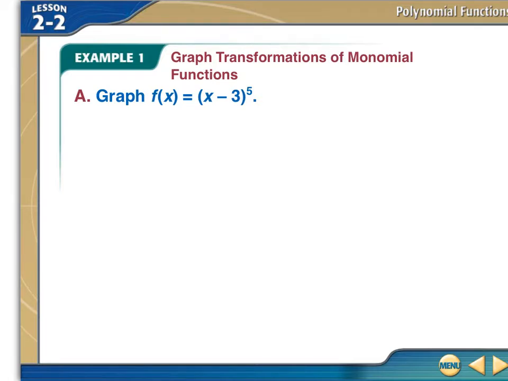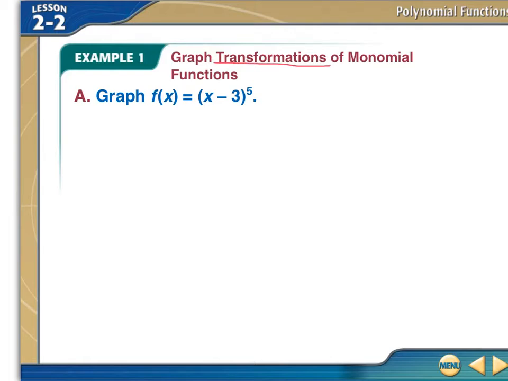In example 1, we're asked to graph f of x equals x minus 3 to the 5th power, which is a transformation. In chapter 1, we talked about transforming different functions. We talked about all the different parent functions, and then the transformations vertically and horizontally by stretching or compressing them, as well as translating them or sliding them from side to side or up and down.